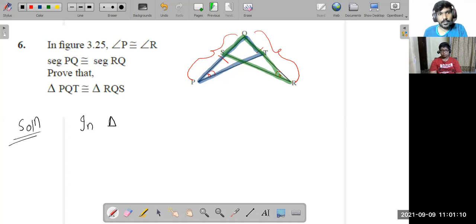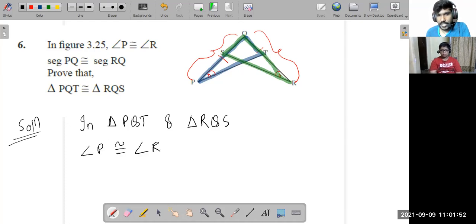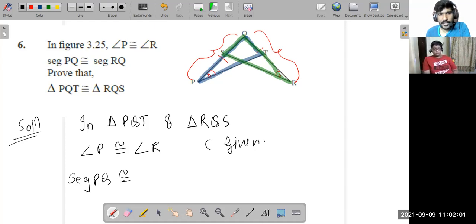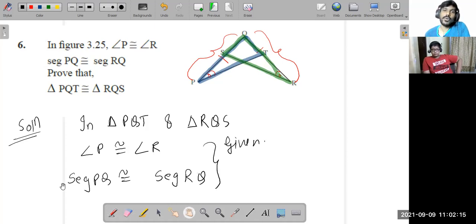So in triangle PQT and triangle RQS, in these two triangles, firstly, you can see angle P congruent to angle R, and this is given. Then after that, what is given? Segment PQ is congruent to segment RQ. This is also given to you. These two are given. Now, next, what can you see congruent in both the triangles?